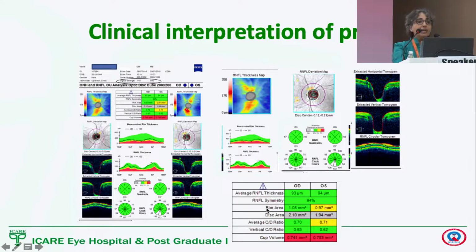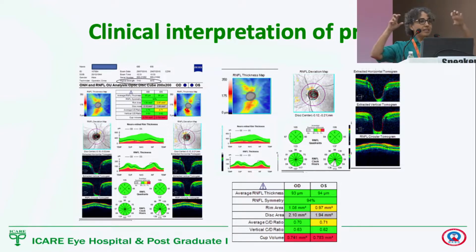So how brilliantly it captures the rim area of both eyes and gives it to you, and you can compare if one eye rim is thinner than the other. It also gives you the disc area. Now that is another very important thing, because there can be patients who have one disc larger than the other, hence the cup in the larger disc is also looking larger, but they could be just normal. So it's important to pay attention to the disc area.